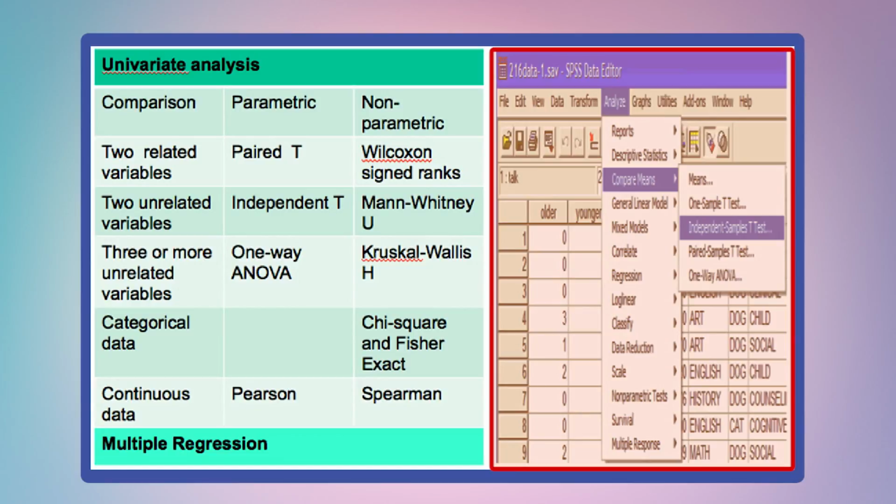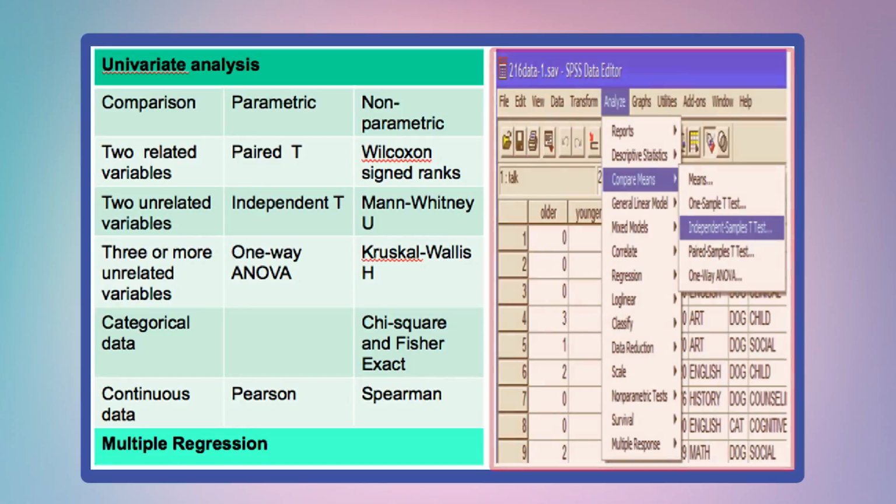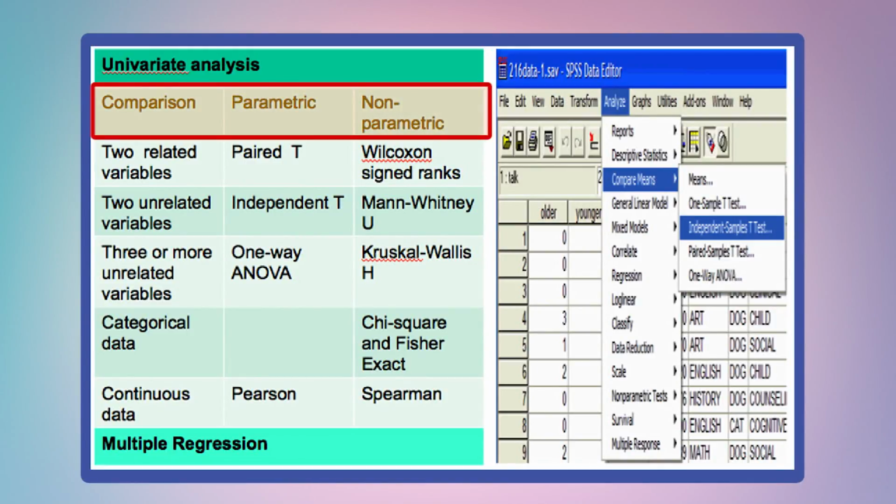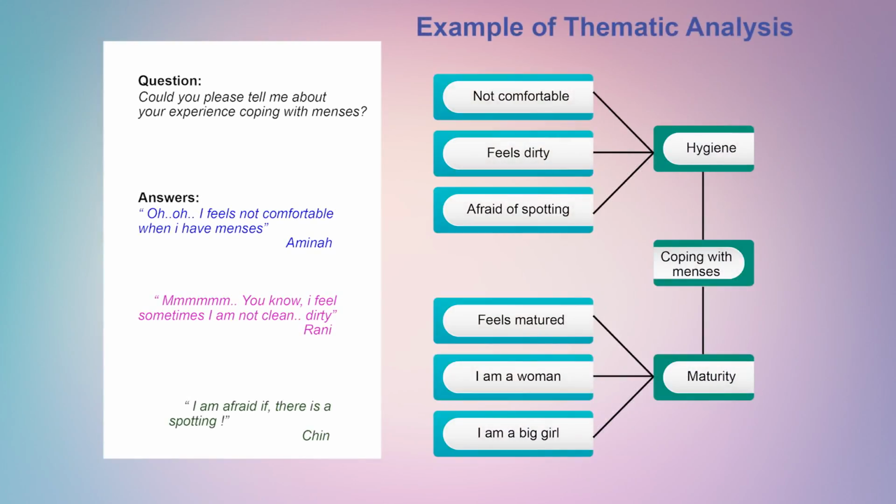For quantitative research, you should have background statistical knowledge. You must know how to analyze the data. Here are some examples. First, you have to determine whether your data is parametric or non-parametric. Then, choose which analysis is more suitable. For qualitative research, you may use thematic analysis.